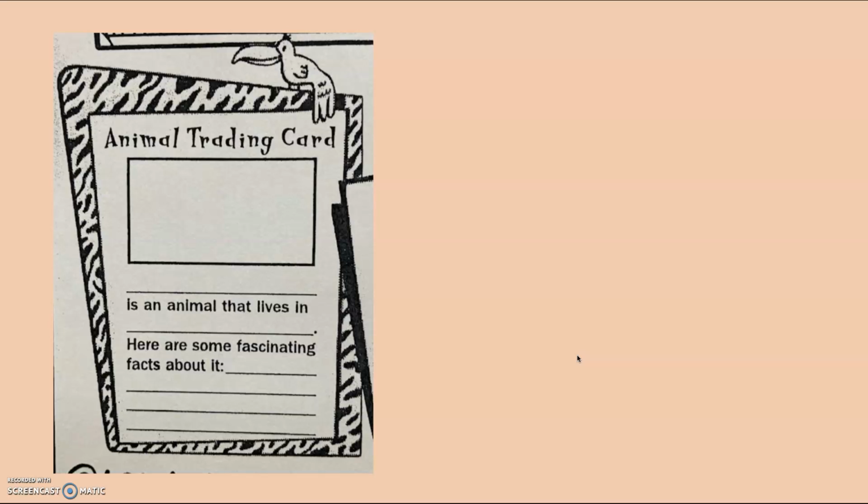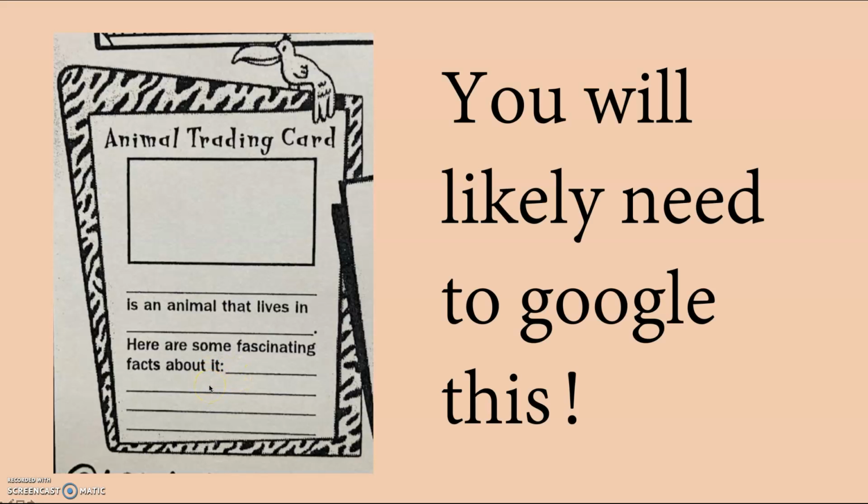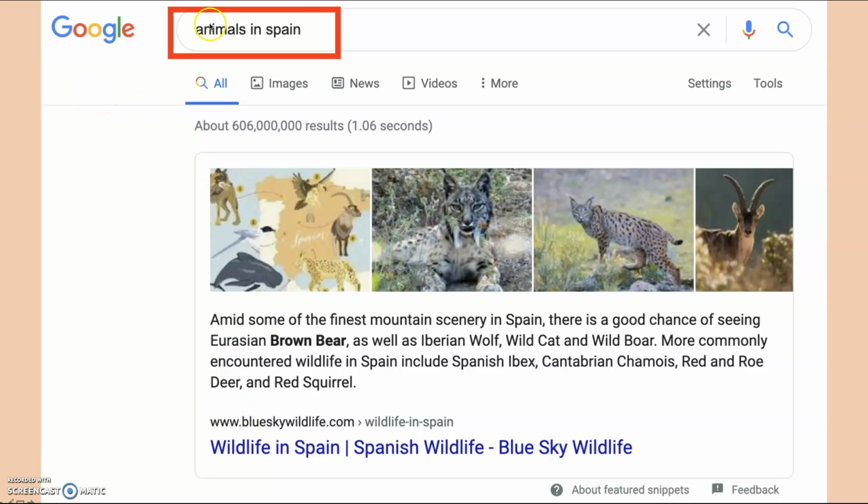Another one that's a little bit tricky, especially with Europe. In Africa, this isn't as big of a deal, but in Europe, animals. So we need to find an animal that lives in the country. So you're going to name the animal, say that it lives in the country, and here's something interesting about it. You're going to probably have to Google it, and I did. I just Googled animals in Spain. It gave me a list of several.